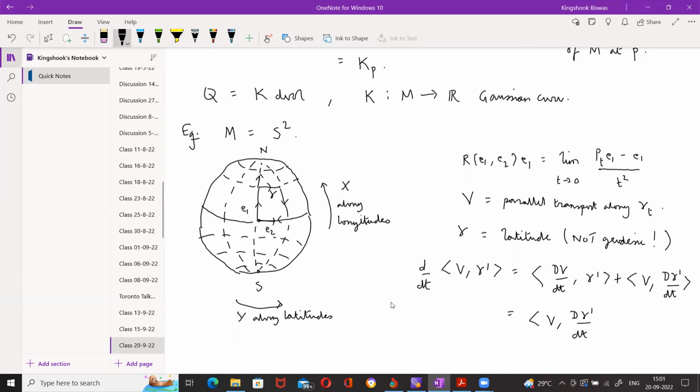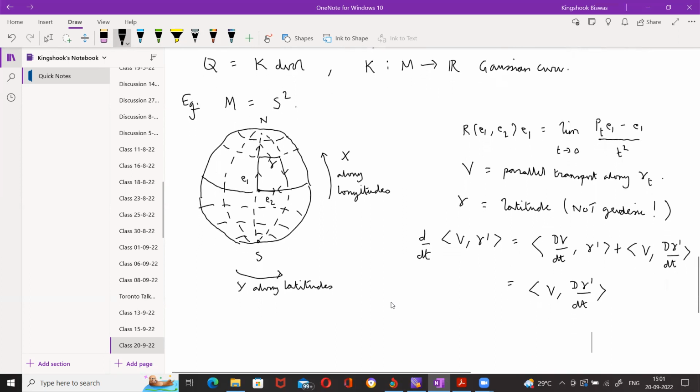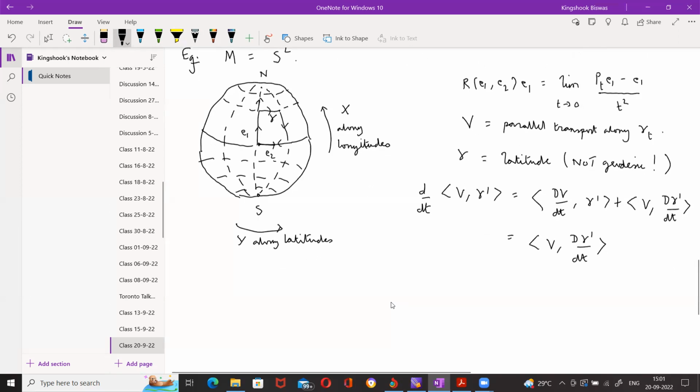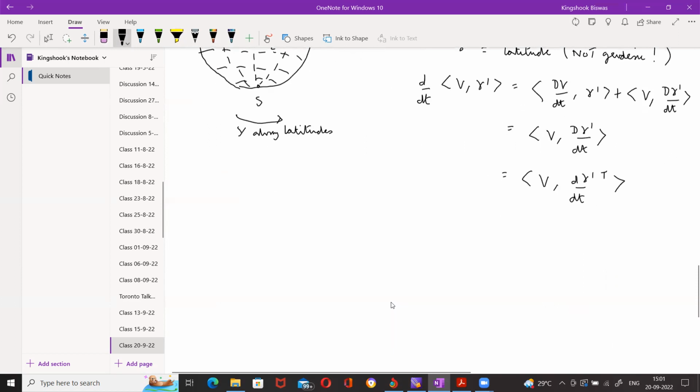Now I need to compute this covariant derivative. What is this covariant derivative? Well, it's nothing but the tangential component of d/dt of gamma prime, right? Now I'm looking at a latitude. What will this look like? So let's draw this latitude here.